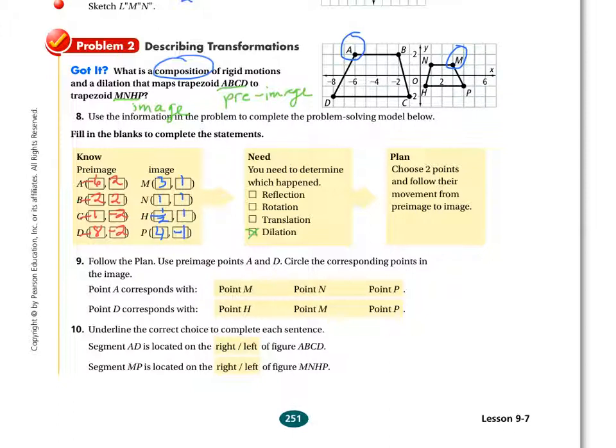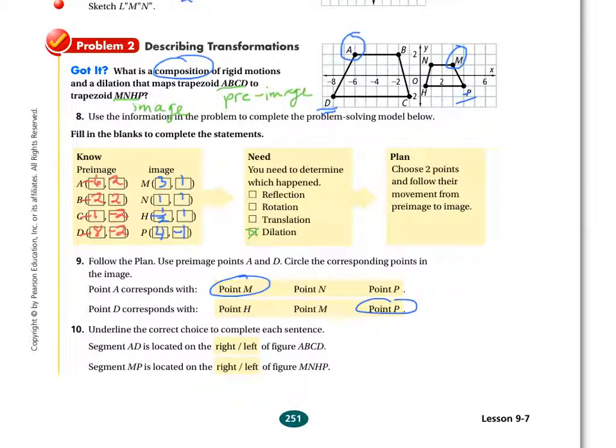Point A corresponds with point M, right? And what does point D correspond with? D right here, what does it correspond with? Well, D right here is at the end, and so it must correspond with P. Use that to help you. So D corresponds to P.